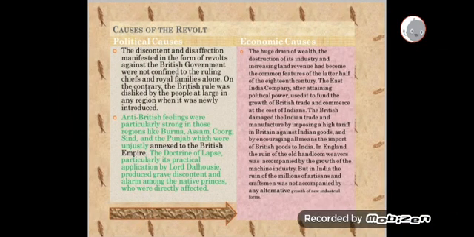Now there are many issues at the time. Okay, causes of the revolt. Political issues, economic issues. Now first we try to understand the political causes, the political issues.